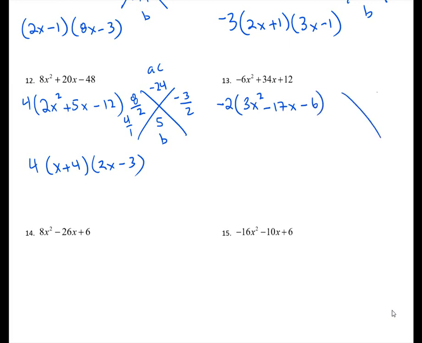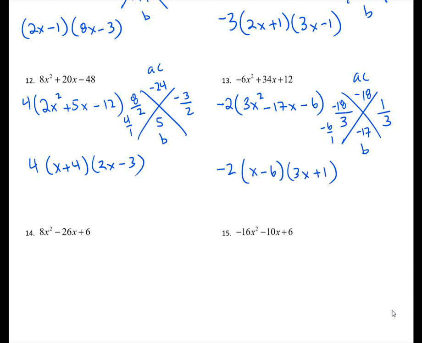Let's do a times c. A times c gives me negative 18. I'm trying to get a negative 17. That's the b. So what are the two numbers? That'd be negative 18 and a positive 1. Divide by a, which is 3. So reduce the fraction. That reduces to negative 6 over 1. So my factors will be an x minus 6. And since 3 is in the denominator here, that'll be 3x plus 1. Okay.